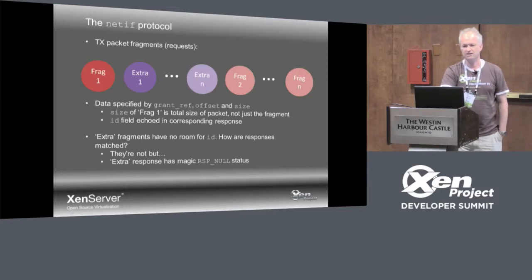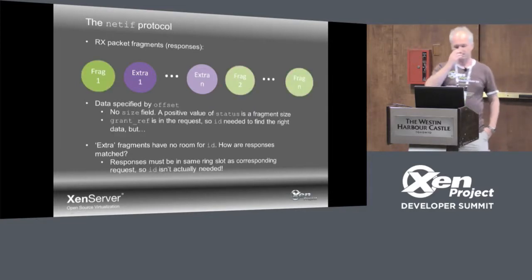So if you get a completion coming back with a status of RSP null instead of OK or failed, then you know it's an extra fragment, and you can decrement your reference count. And you don't necessarily need to know the ID coming back from an extra fragment because there's no data associated with them, so there's nothing for you to release. And so it kind of just about hangs together.